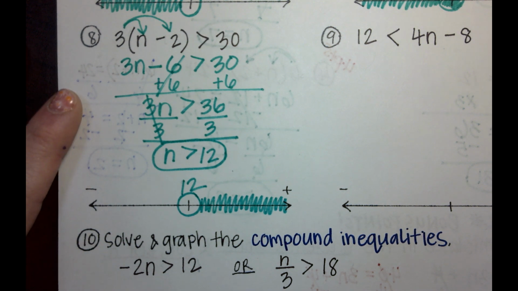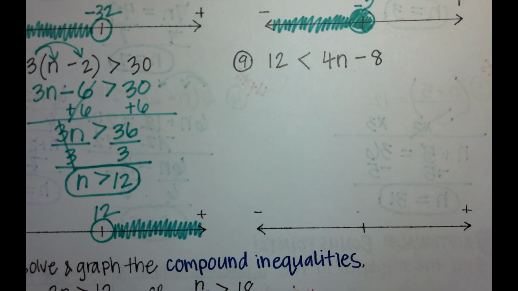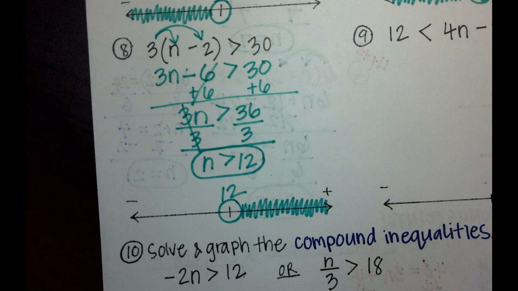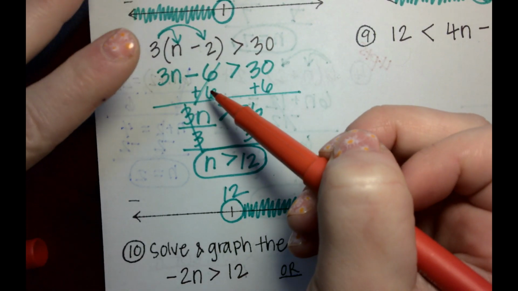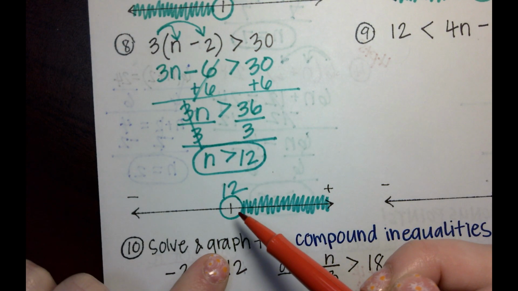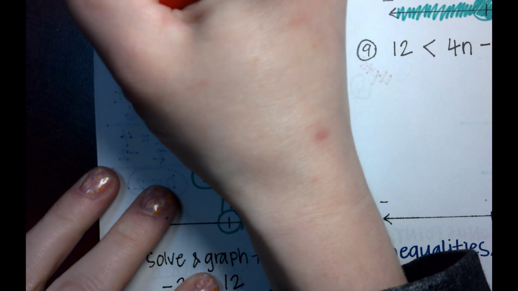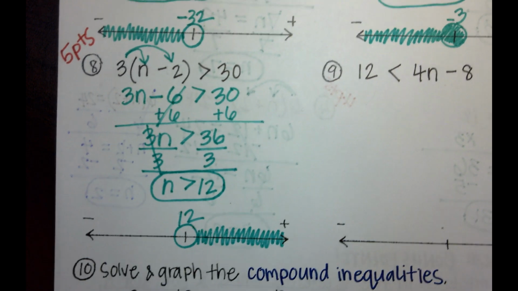Everybody's good? Okay, let's look at number 9. We're almost there. How many points is this one worth? So we distributed, we added, we divided, we got our answer, we got our graph. That's 5 points. For number 8, that's worth 5 points. Okay. So now let's look at number 9.